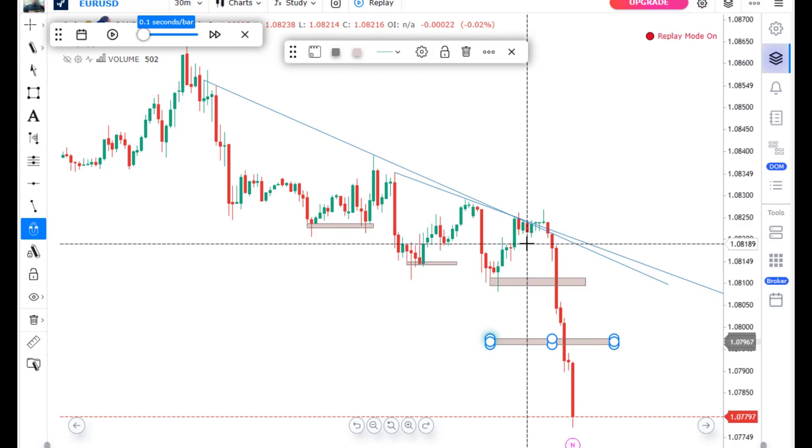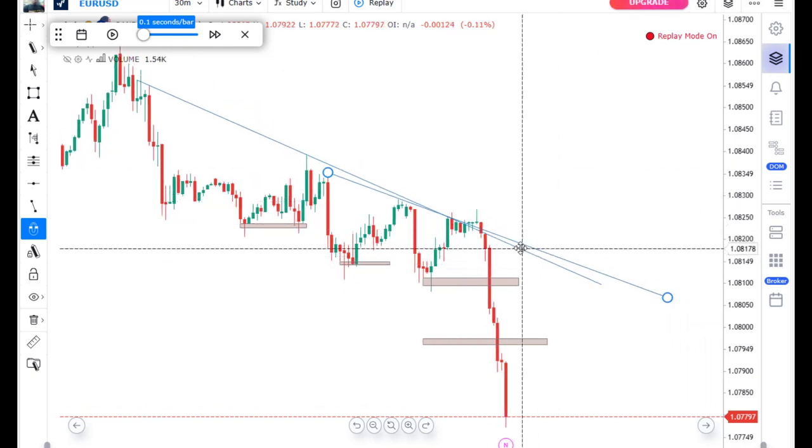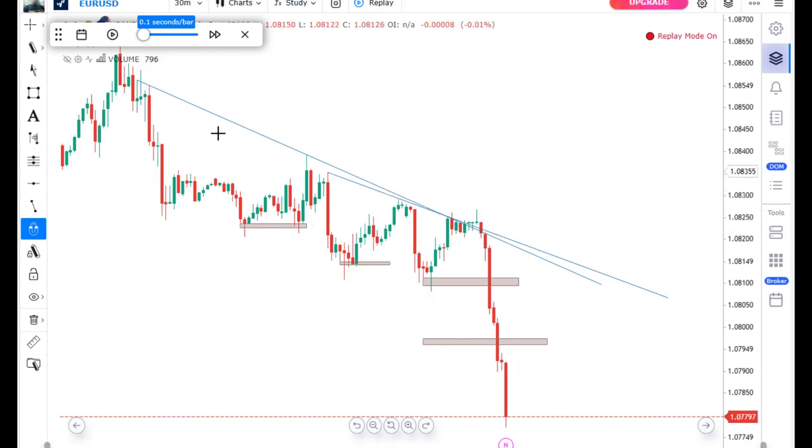You get the point? Now price has rejected the third time. Now you see that it has made this zone very valid. All right, it has made the zone very valid. What you do now, you can wait.